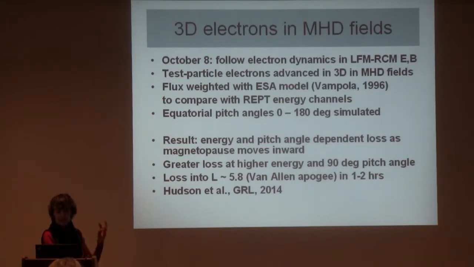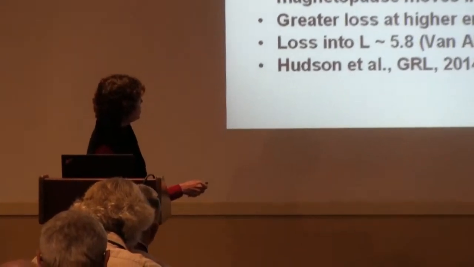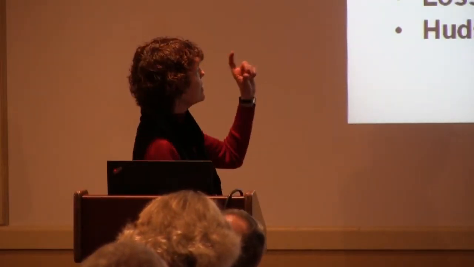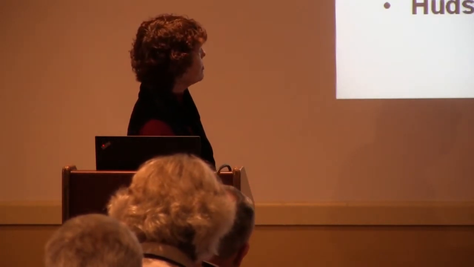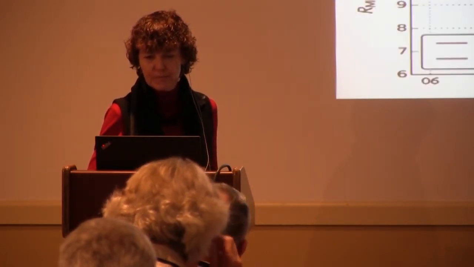The simulations I'll show you are full 3D test particle simulations with equatorial pitch angles ranging from 0 to 180 degrees. The first simulations we did of these events didn't cover the full range of pitch angles, and there's an interesting effect I'll point out near the end when you include the full range parallel to the magnetic field. The result we find is that energy and pitch angle dependent loss occurs as the magnetopause moves inward, and you'll see that there's greater loss at higher energies and at 90-degree pitch angles, as you would expect for magnetopause shadowing losses. That type of loss extends inside the orbit of the Van Allen probes on a time scale of 1 to 2 hours, although it is very abrupt if the magnetopause moves in abruptly. This part of the results appears in a recent GRL paper in the Van Allen probe special issue.